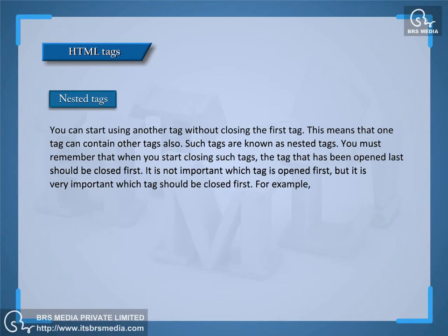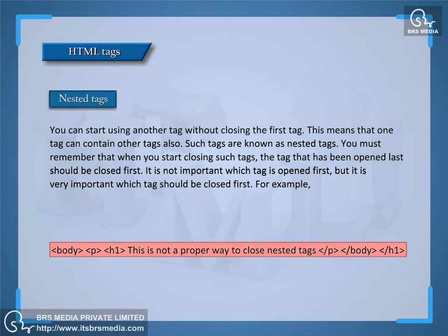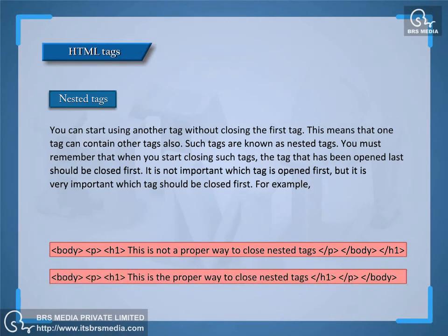For example, body, H1. This is not a proper way to close nested tags. /p, /body, /h1. Body, H1. This is the proper way to close nested tags. /h1, /p, /body.